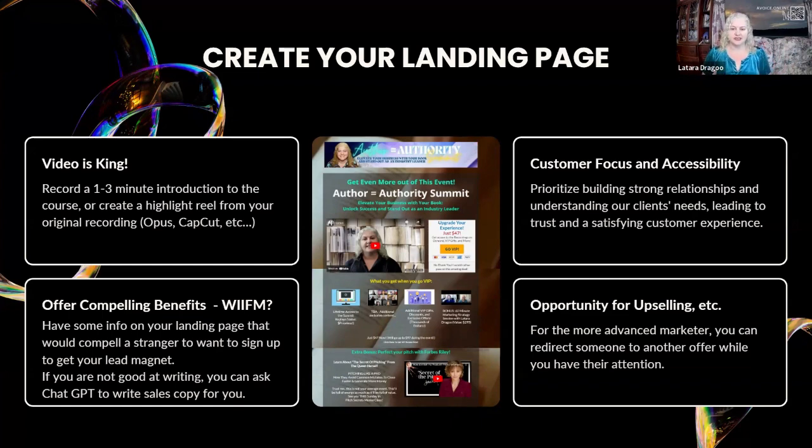You want to make sure that it is compelling and it appeals to them, because you're going to solve a problem for them. So you want to make sure that you are customer focused, and you want to make sure that it is accessible to them and easy for them to jump in. You want to remove all of the barriers, and you want to prioritize creating a relationship with this person, and you want to convey trust, and you want to make sure that this whole entire experience is conducive to them wanting more from you.